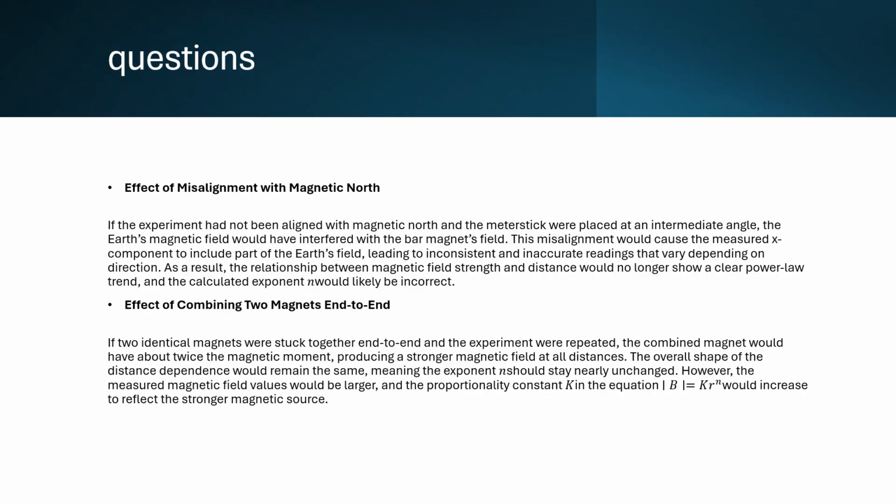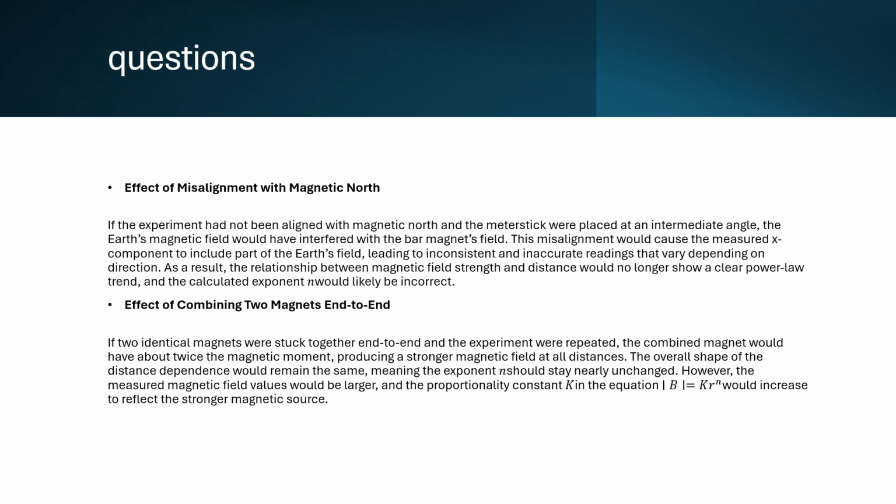So here are some of the questions we have to answer. What are the effects of misalignment with the magnetic north? If the experiment had not been aligned with the magnetic north, and the meter stick were placed at an intermediate angle, the Earth's magnetic field would interfere with the bar magnet's field. This misalignment would cause the measured x component to include part of the Earth's field, leading to inconsistencies and inaccurate readings that vary depending on direction. As a result, the relationship between magnetic field strength and distance would no longer show a clear power law trend, and the calculated exponent n would likely be incorrect.